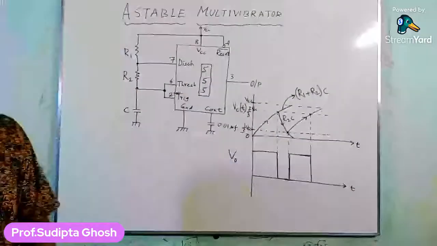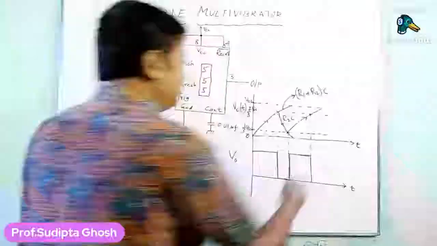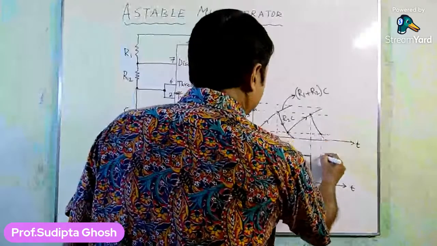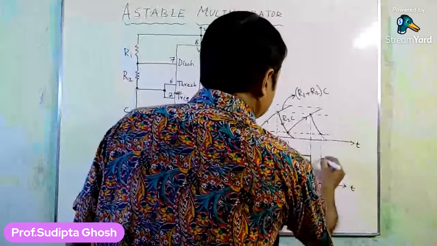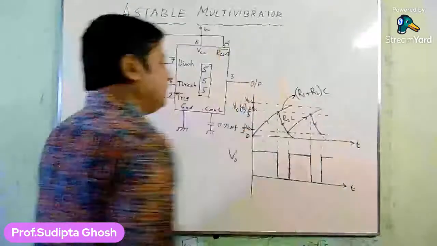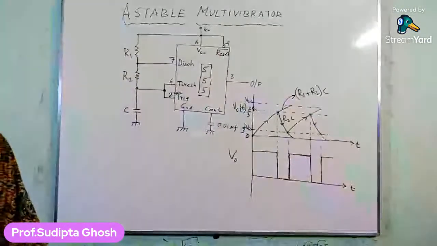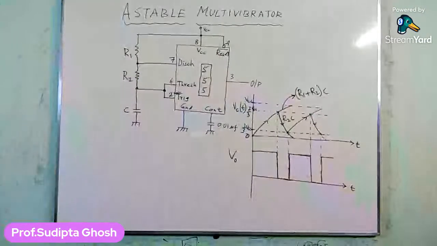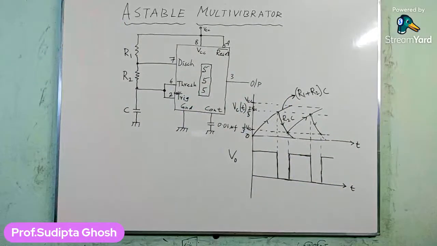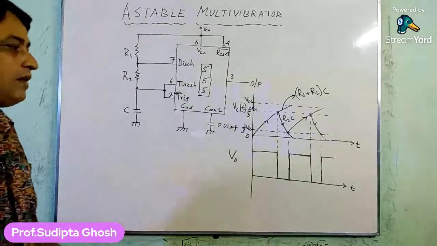So this is the particular waveform. It will again go to low state, and then it repeats again and again. So here this is the complete waveform of an astable multivibrator by using a 555 timer.